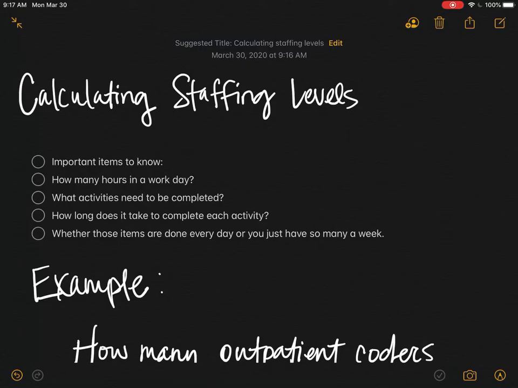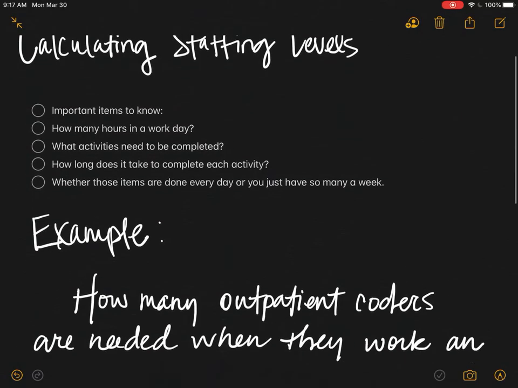I know Miss Vaughn said y'all had done some of this maybe in stats, calculating FTEs. You will possibly have calculating FTEs on the RHIT, so I want to go over it a little more in detail.